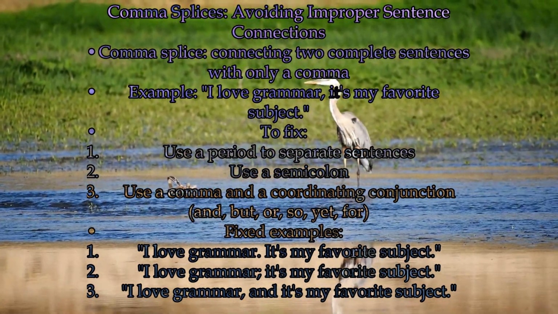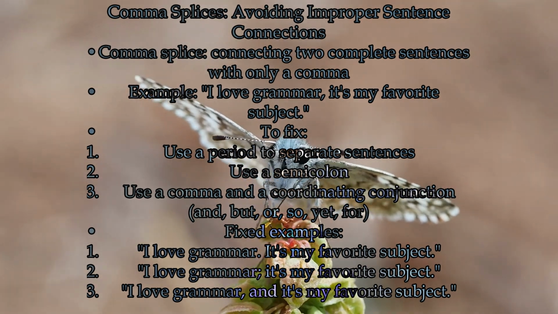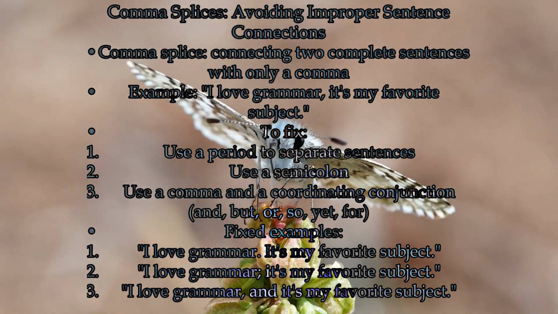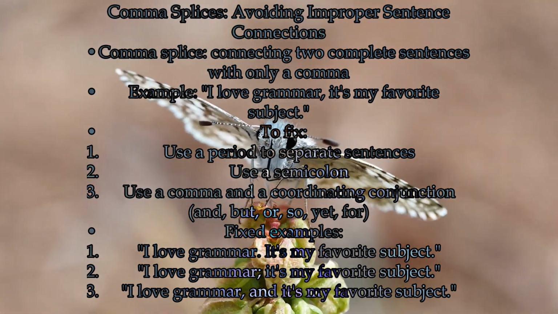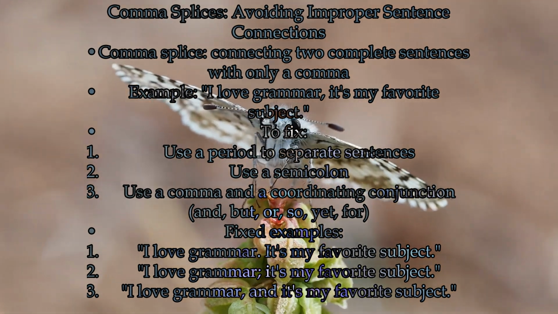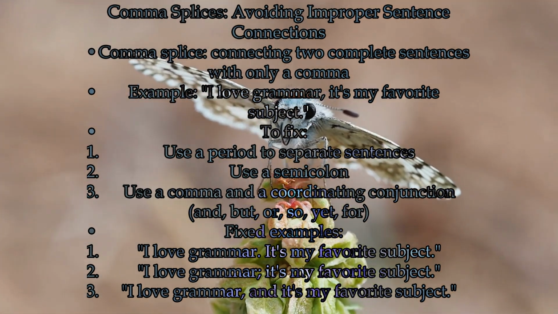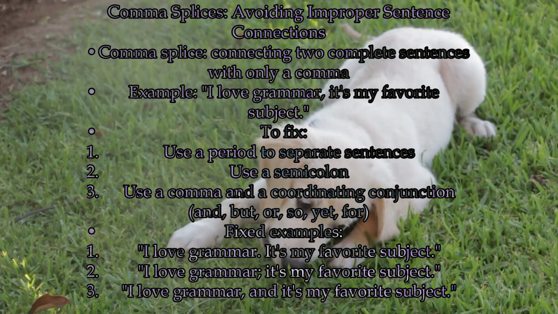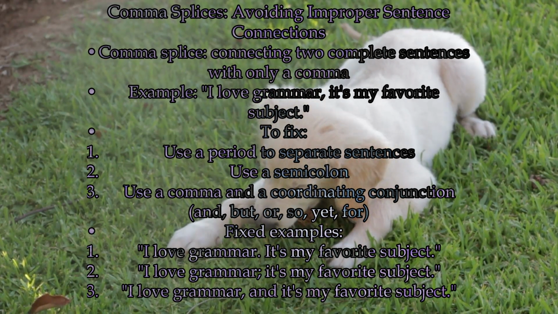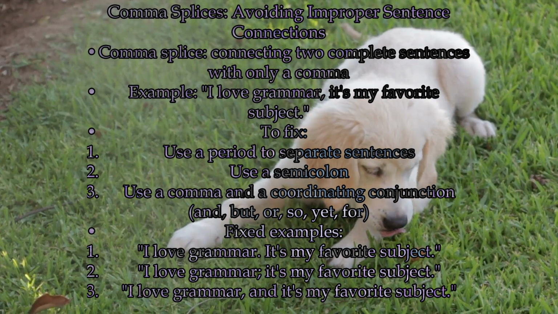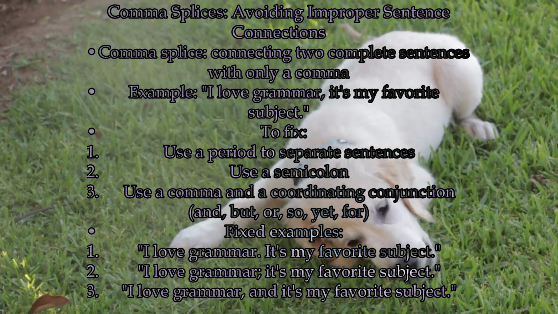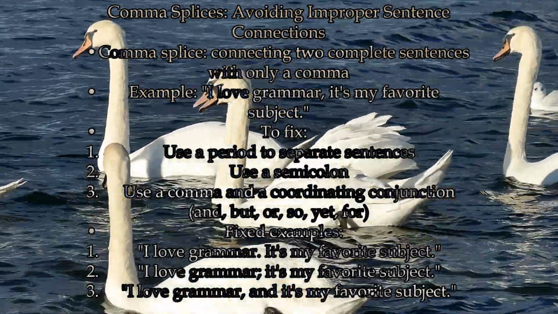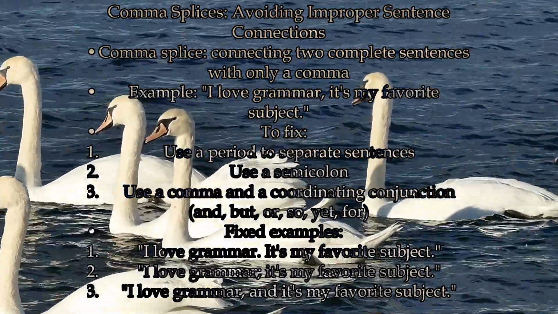Here's an example of a comma splice. I love grammar, it's my favorite subject. Notice how "I love grammar" and "it's my favorite subject" are both complete sentences, but they're joined with just a comma. To fix this issue and create a strong, stable connection, we have three options. 1. Use a period to separate the sentences. I love grammar. It's my favorite subject. 2. Use a semicolon. I love grammar; it's my favorite subject. 3. Use a comma and a coordinating conjunction: and, but, or, so, yet. I love grammar, and it's my favorite subject.